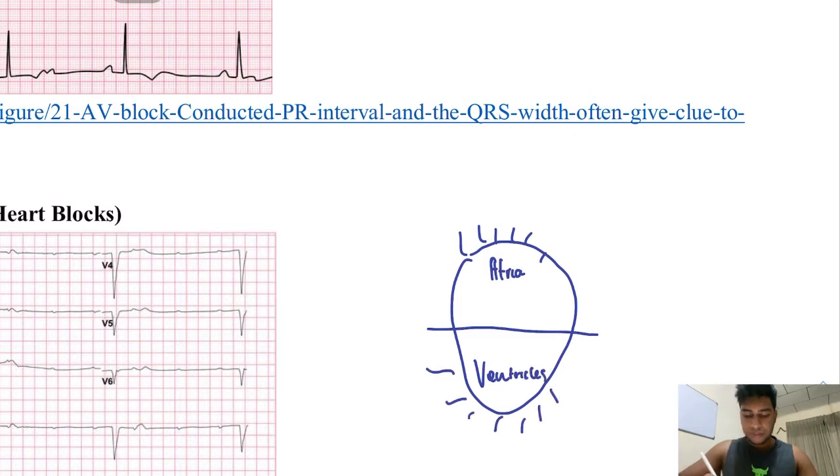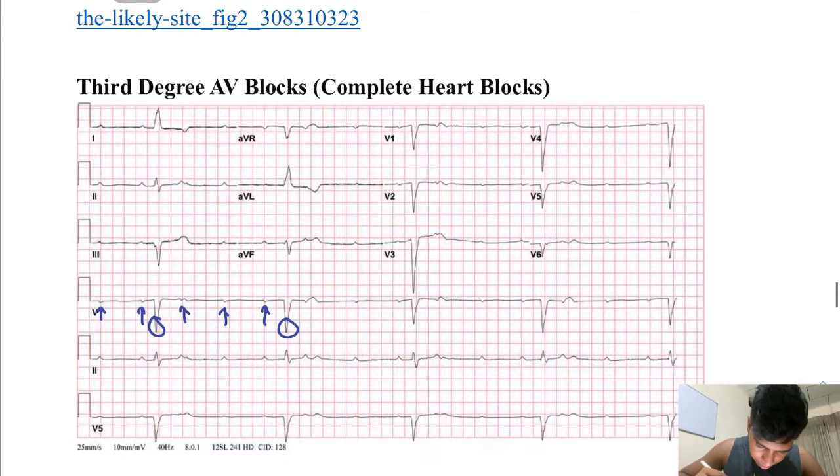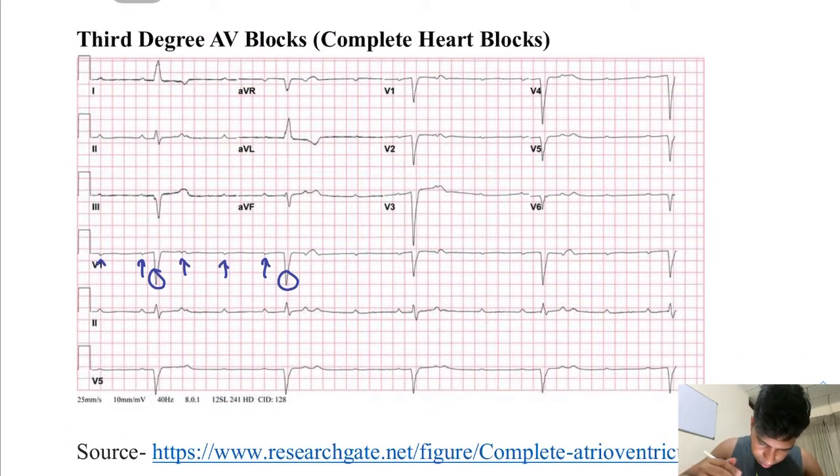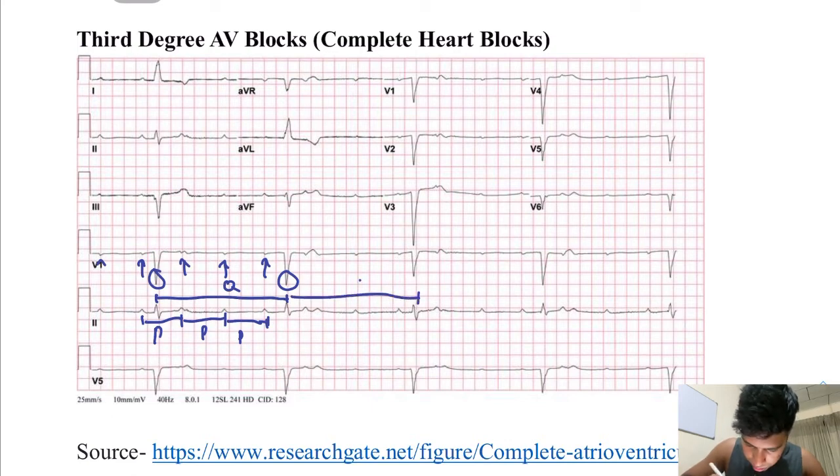Okay, look at this. See the wave, the P wave is here, here, here. Actually, the easiest way is you find the gap. This gap is going to be constant, P, P, P. Then Q, Q. You can see a QRS complex. You can see the gap. The P waves are obviously independent of the QRS complex.